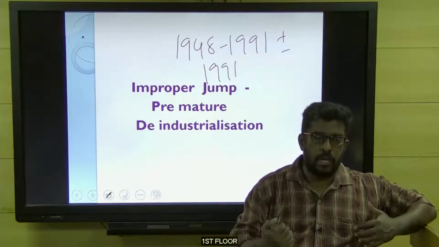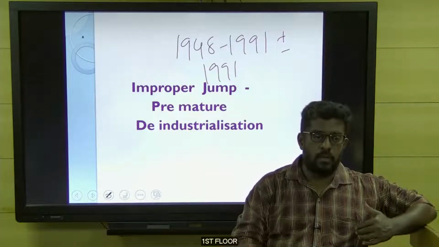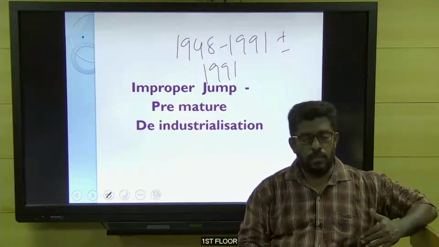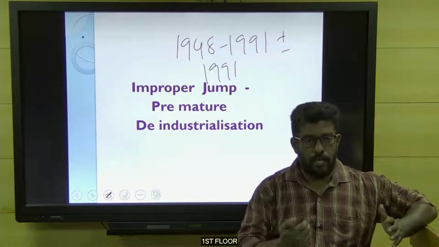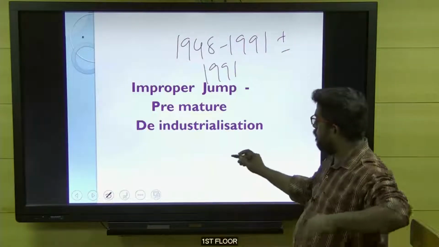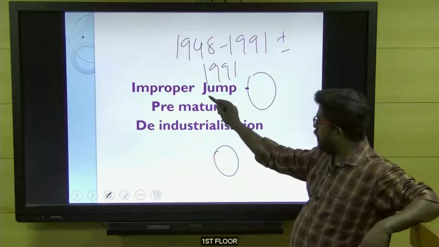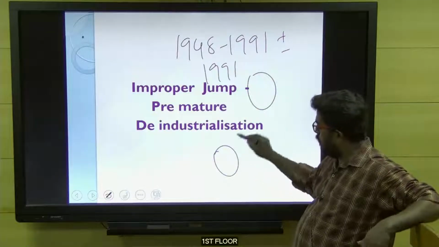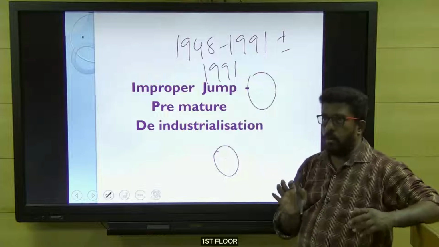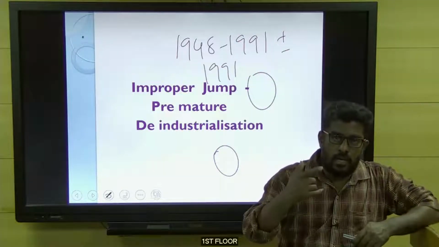What is the meaning of agrarian economy? An economy where the maximum output comes from agriculture. But after 1991, because of the LPG reforms we introduced in our economy, we made the jump from agriculture to the service sector. That is the impact. Because of 1991, we made the jump from agriculture to industry.